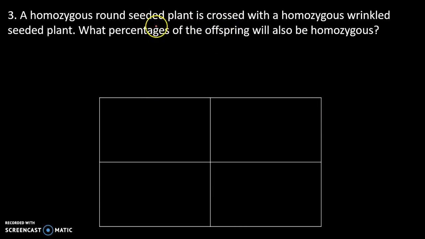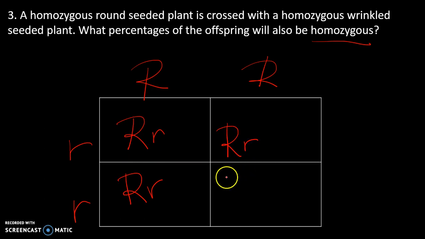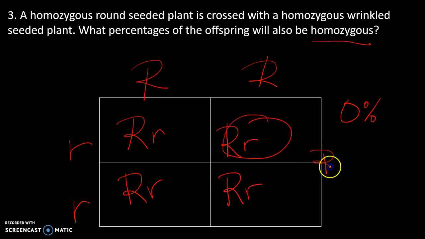Okay, a homozygous round-seeded plant is crossed with a homozygous wrinkle-seeded plant. What percentage of the offspring will also be homozygous? Well, let's look at that. Homozygous round, we just did this with R's, so we'll use R's again, with homozygous wrinkled. So when we come in, we're going to fill our Punnett square in. What percentage are going to be homozygous? Well, 0%, because 100% are heterozygous. So we end up having 100% heterozygous offspring.